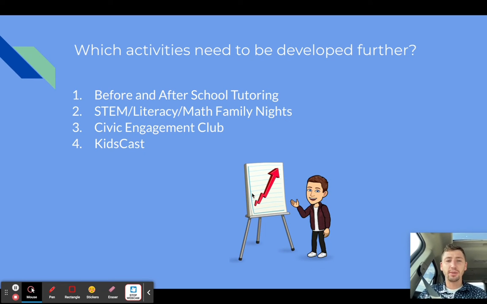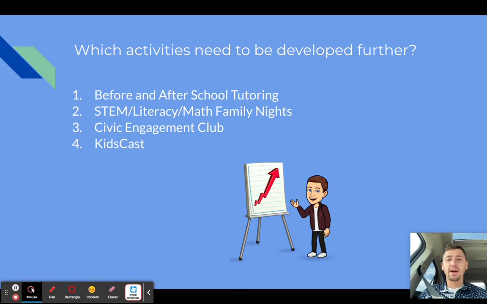What activities do I think need to be developed further? I do think that our before and after school tutoring needs to be considered, because right now it is just teachers who are running the before and after school tutoring program. And as you all know, teachers are already overwhelmed with so much that is going on in the classroom. Sometimes adding this onto their plate may not give the most intensive interventions for those students. So maybe being more creative with the people that we get involved with the before and after school tutoring, to make it more intentional.